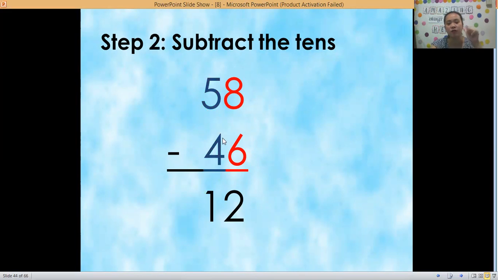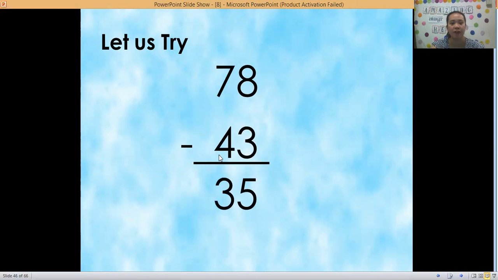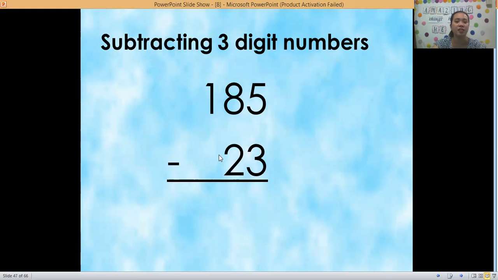Then 5 minus 4, this one is easy. It's 1. Okay, now you try. Ready and go. Okay, show your answer. The correct answer is 35. Who got the correct answer? Very good.